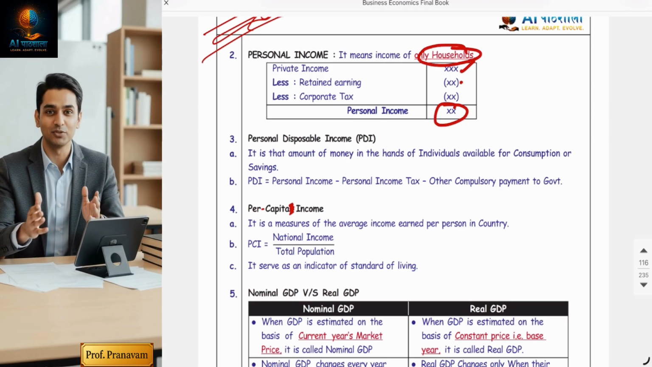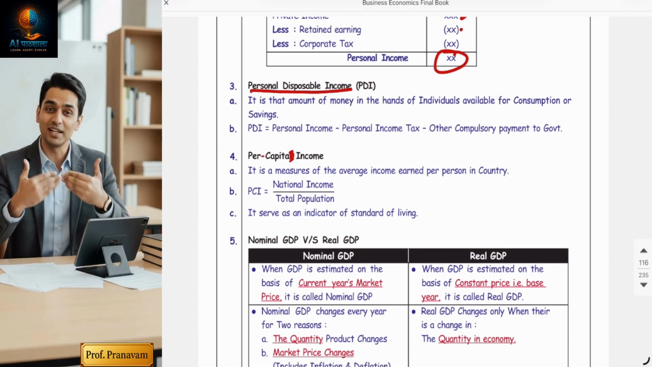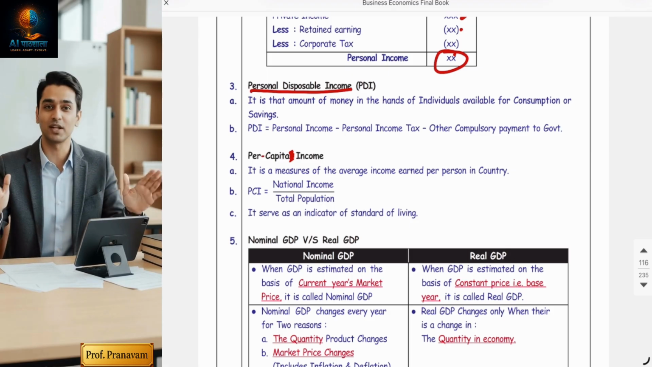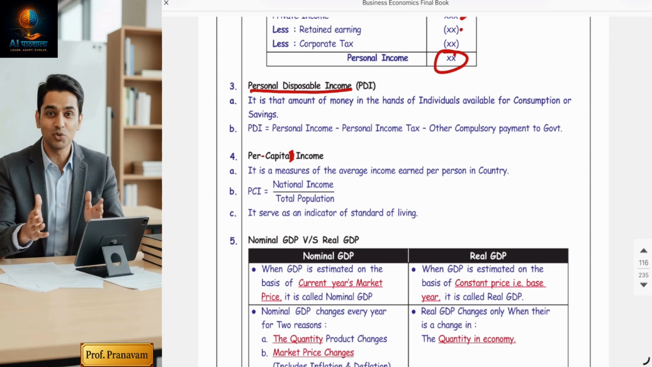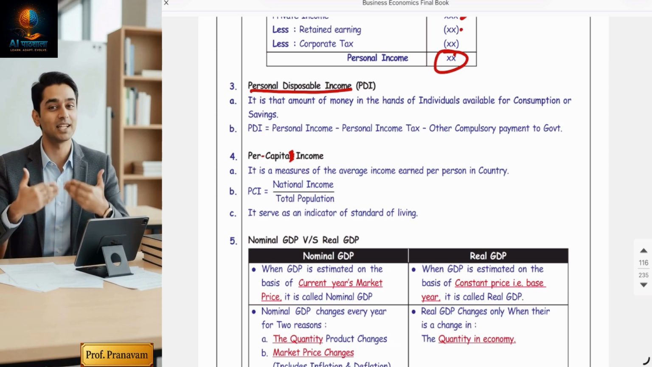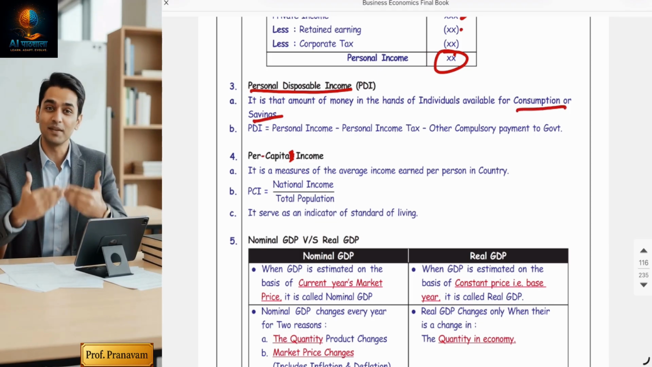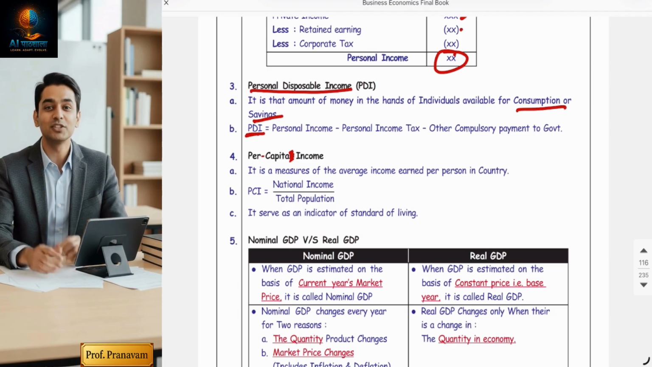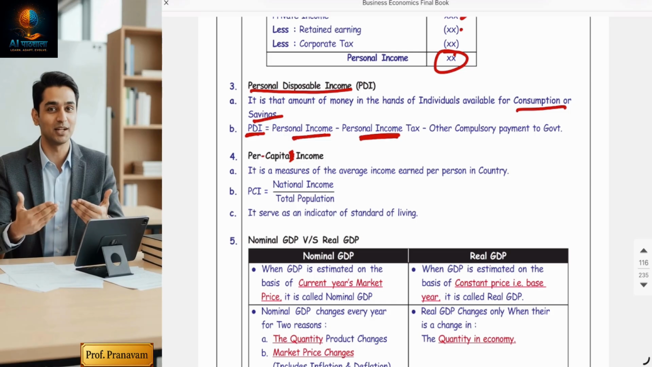Very simple. Now after that, next topic is personal disposable income. Personal income and personal disposable income are basically the same. Just one thing is different, that is taxes. What does it actually mean? Income available in the hands of individuals for consumption or savings. And the formula is personal disposable income is equal to personal income minus personal income tax.